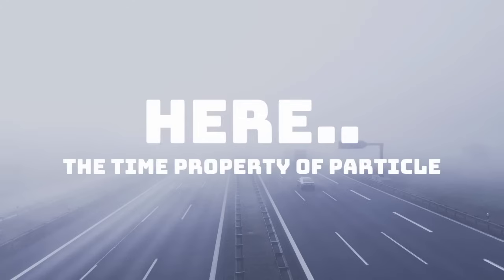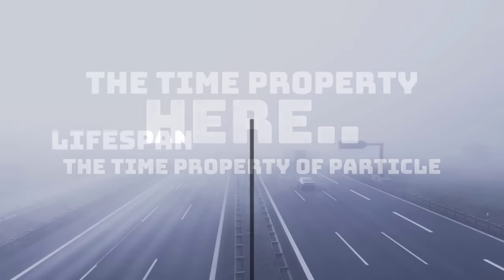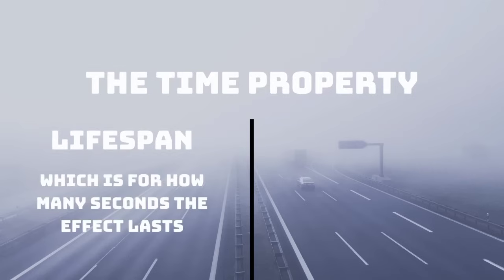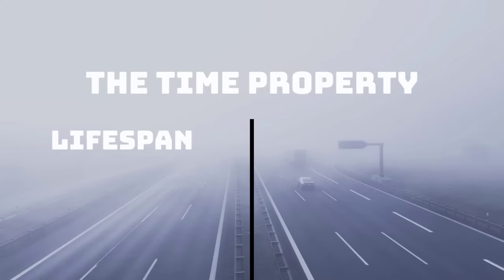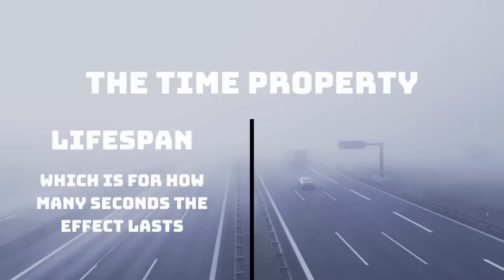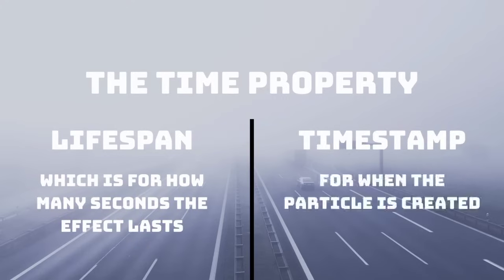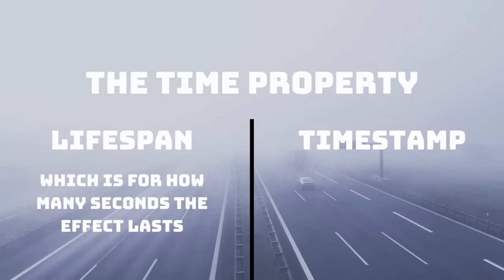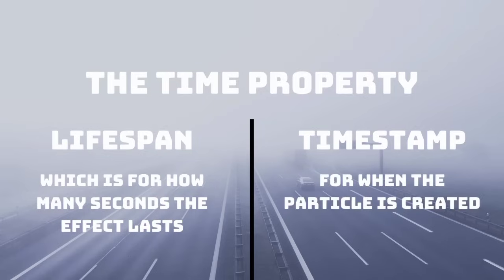Here, the time property for this particle is divided into 2. Lifespan, which is for how many seconds the effect lasts. Here the time is 1000 milliseconds, which is 1 second. And the next one is timestamp, for when the particle is created. Let it be Date.now, so that the particle will appear at the right time.